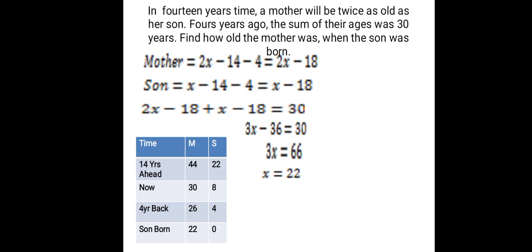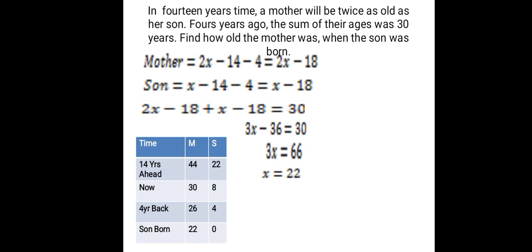But still, we have to subtract another 4 years so as to get the sum of the ages when it was 30. So we have 2x minus 14 minus 4, which is 2x minus 18.